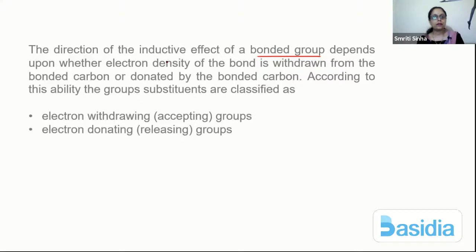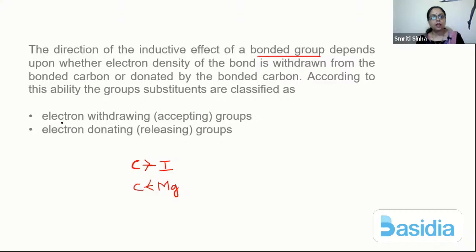That will decide whether the inductive effect will be towards this group or away from the group. Suppose your carbon is attached to some electropositive or electronegative group. If it is attached to iodine, that is an electronegative group, so the electron will be pulled away from carbon, and if it is attached to magnesium, that is an electropositive group, the electron will be given towards the carbon. So there are two types of inductive effect according to this, whether the carbon is getting the electron or whether the carbon is donating the electron.